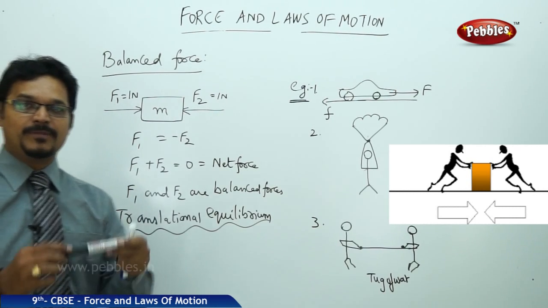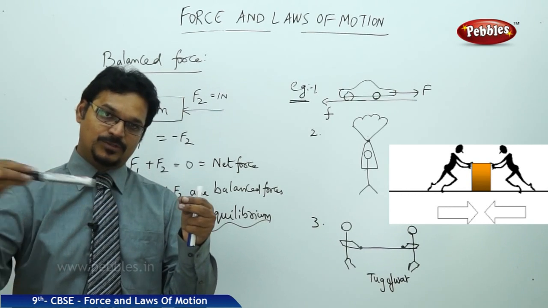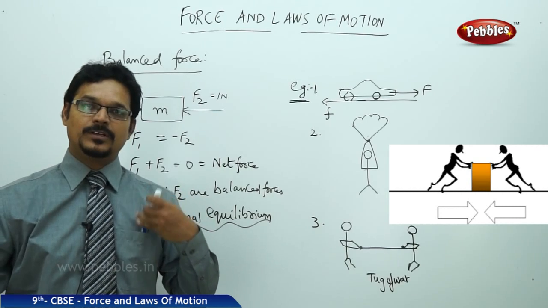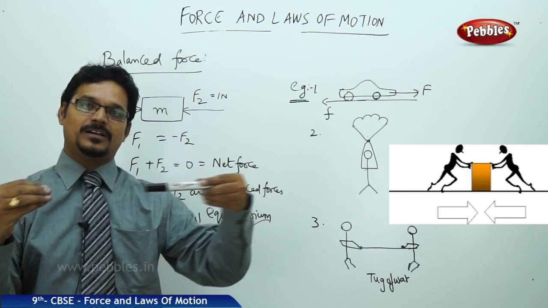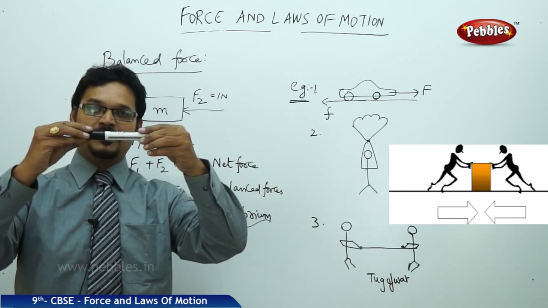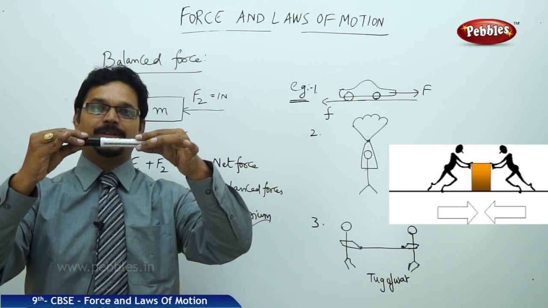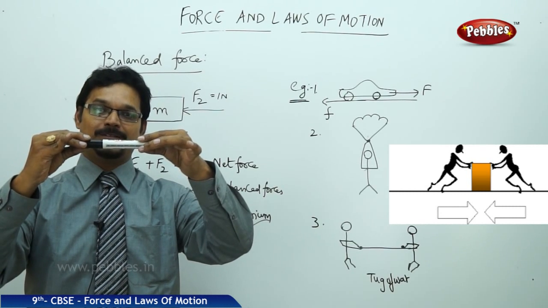See this example here, it's a marker. Using my right hand, I am pulling the marker, so it goes towards the right side. Using my left hand, I am pulling the marker, it's going towards the left side. But if I apply equal and opposite force, now what's happening? It is in a rest state.